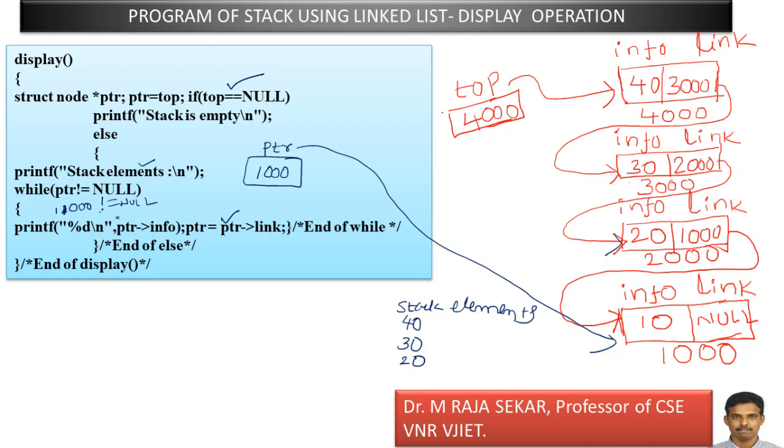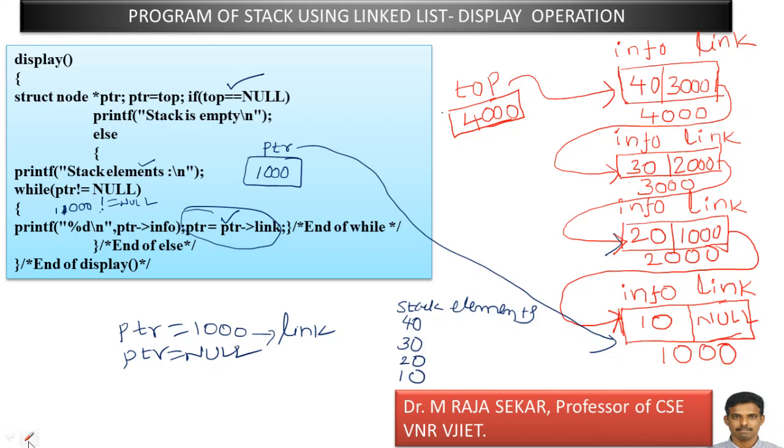What is PTR? PTR is 1000. 1000 info means what? 10. That number 10 will be displayed. Again, this particular code will get executed. PTR equal to PTR arrow link. PTR means 1000. What is my 1000 link? My 1000 link is null. Therefore, PTR is updated with null, isn't it?